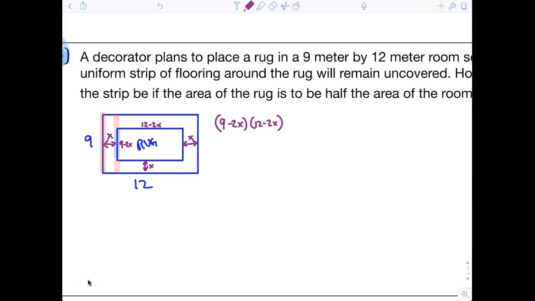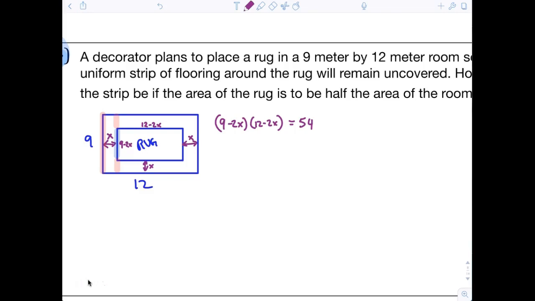Area. What is the area of the room? How much? 108. So what's the area of the rug? 54. Thank you. Equals 54. How did I know it was 54? Because it says in the word problem that it's half the area of the room. Everybody agreeing with me? All right.